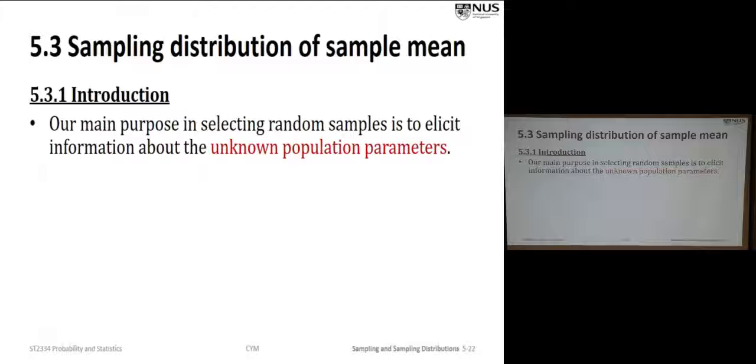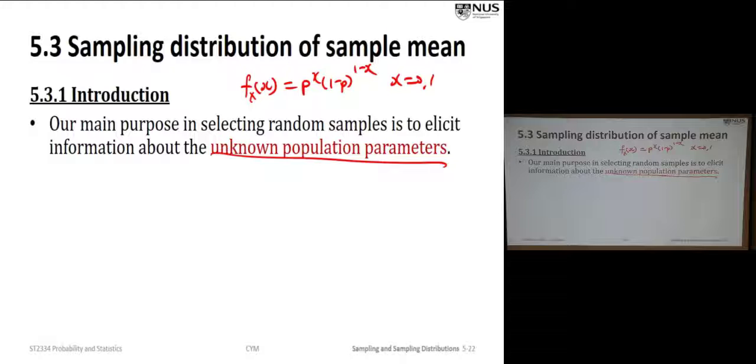So we start with the population and unknown population parameters. For example, say we toss a coin. The distribution, since you have an infinite number of tosses, is p^x (1 minus p)^(1 minus x), x equals 0 or 1. X represents the number of successes. If x equals 1, that means you have one success, and the probability is equal to p.